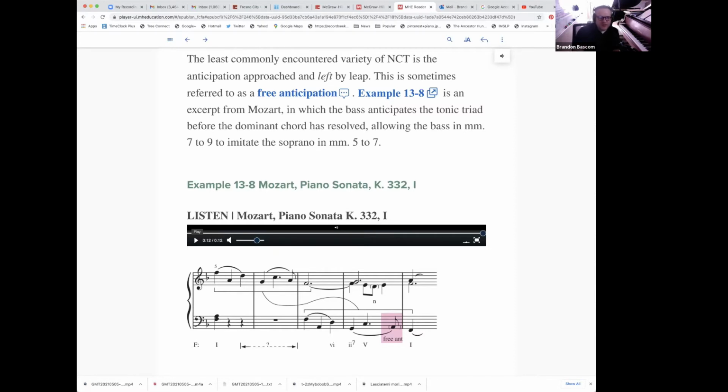So free anticipation outlines a triad, where a normal anticipation is the same note. And the book says that this is the least commonly encountered variety.